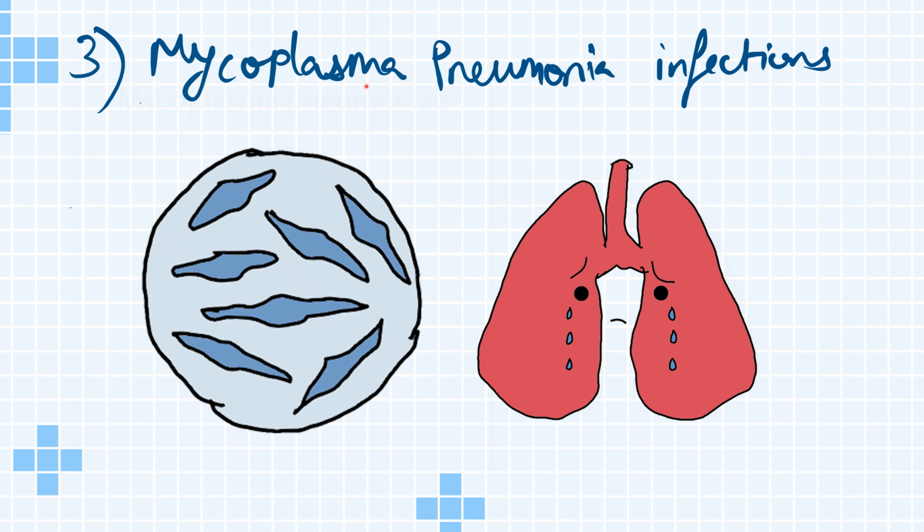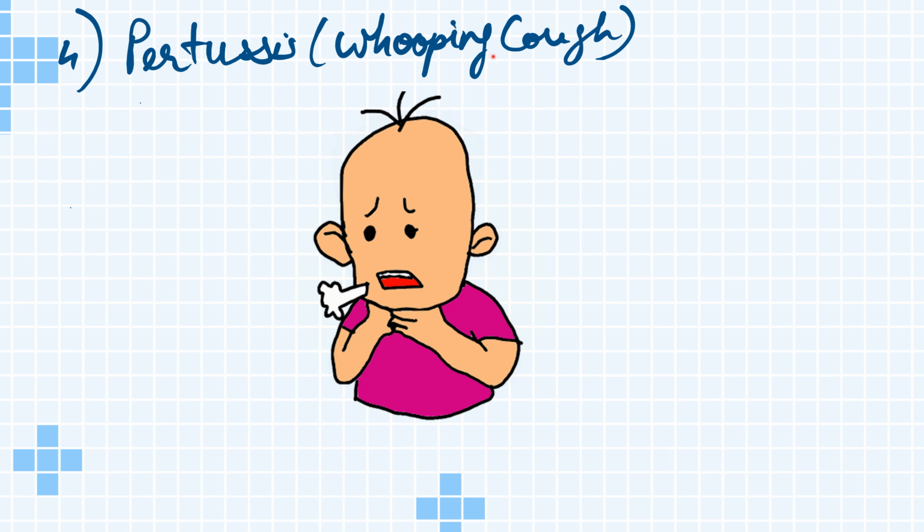Mycoplasma pneumonia is another important respiratory infection treated with this drug. The organism commonly causes atypical or walking pneumonia. Pertussis or whooping cough causes severe uncontrollable coughing spells. This drug helps control the bacterial infection and reduces transmission to others.